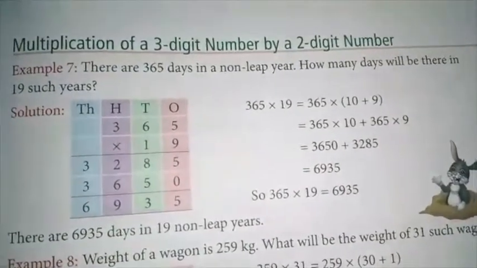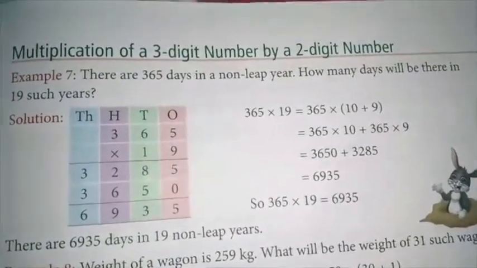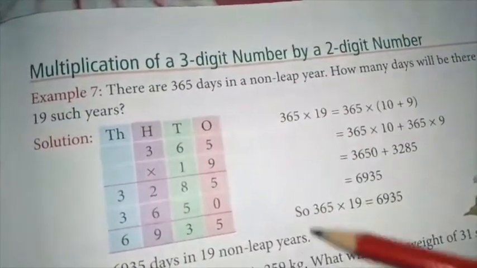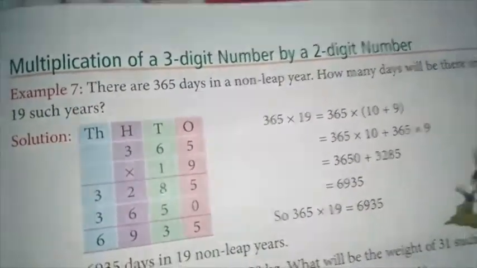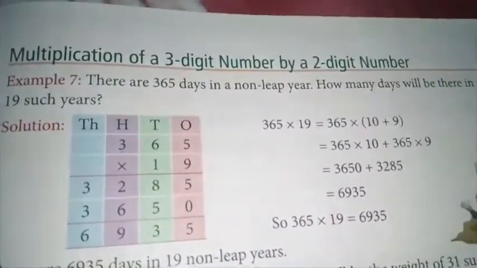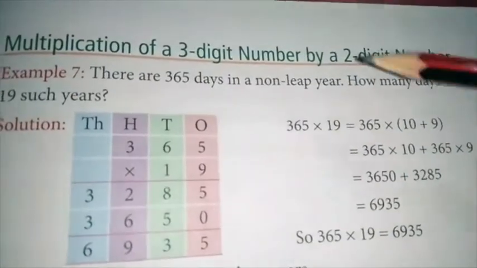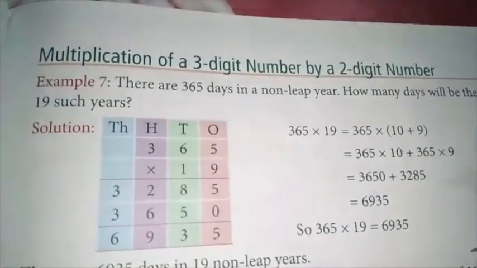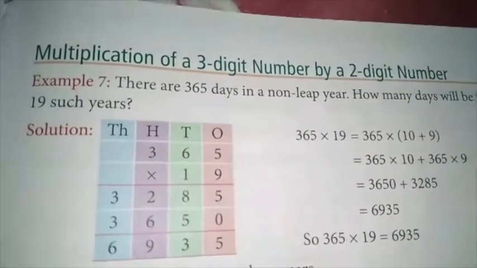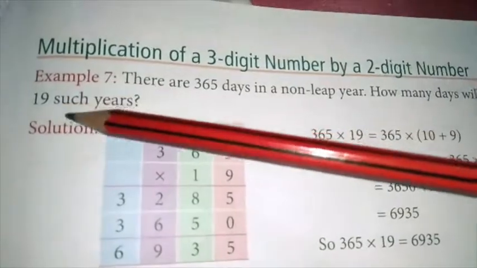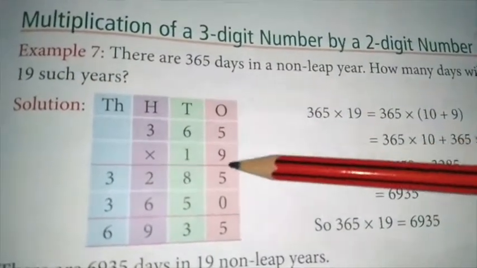Now the question says there are 365 days in a non-leap year. A non-leap year has 365 days and a leap year will have 366 days, whatever. So just concentrate here on the non-leap year. You have 365 days. So the question says how many days will be there in 19 such years. So for 1 year it is 365. For 19 years it will be 365 into 19.